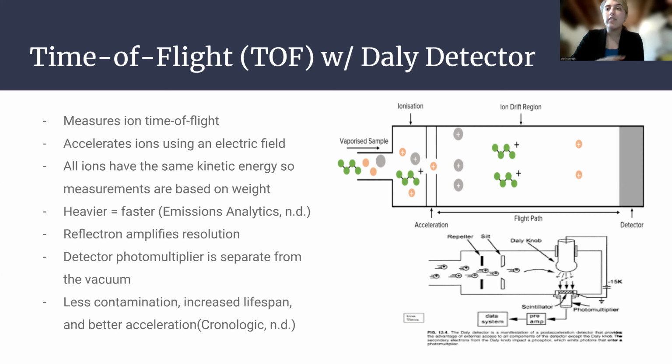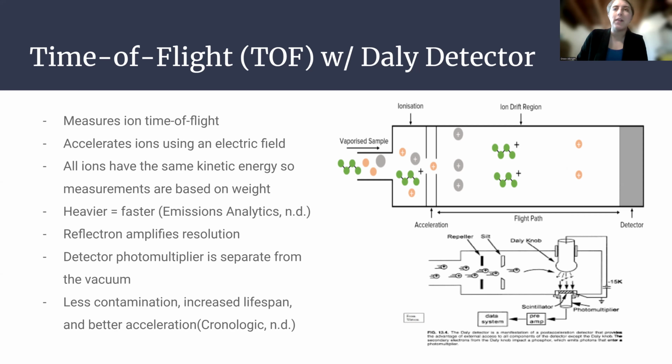They bounce off of the Daly knob, and the Daly knob directs it towards the photomultiplier or the reflectron. So the reflectron is what's going to amplify the resolution. And then this reflectron will bounce it off once again.